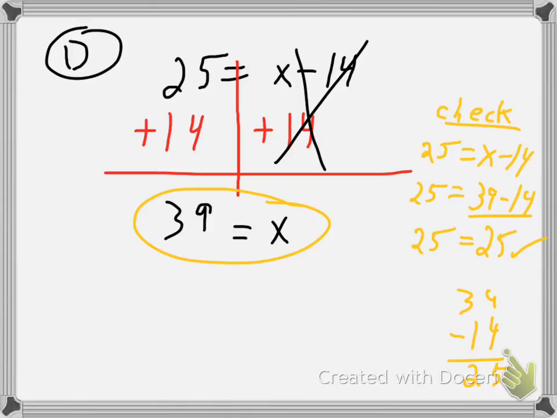Now remember, yesterday we talked about having an equation means we have one answer. So in this example right here, 39 can be the only thing that x is equal to. There's only one correct answer. There's only one possible thing that x can be because it's an equation.